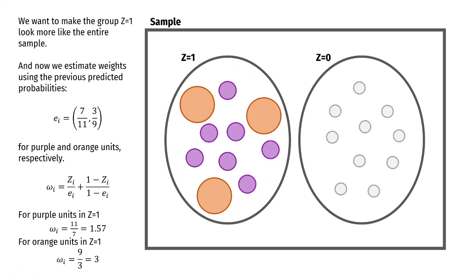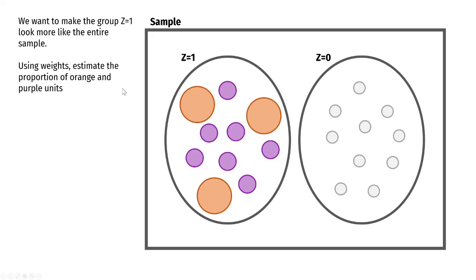So let's look if this is true. We can use weights to estimate the proportion of orange and purple units in z equals 1. So now we're not just going to estimate the raw proportion in this group, but we're going to estimate the proportion considering their different weights. So remember that each purple unit now is going to be worth 1.57, and each orange unit is going to be worth 3.